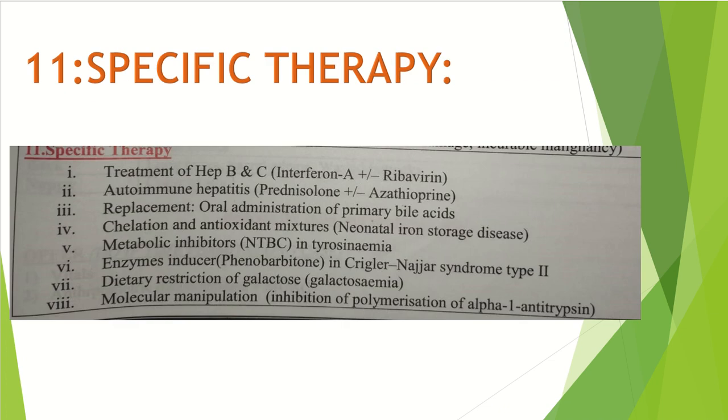Now, what are the specific therapies? In that you have to treat the cause. For example, if it is due to hepatitis B or C, you have to treat hepatitis B or C. If it is autoimmune hepatitis, you have to give prednisolone, azathioprine, and other immunosuppressant drugs. It includes replacement, for example, oral administration of primary bile acids, acylation and antioxidant mixtures, metabolic inhibitors, enzyme inducers, dietary restriction of galactose in galactosemia, and molecular manipulation, for example, inhibition of polymerization of alpha 1 antitrypsin in alpha 1 antitrypsin deficiency.